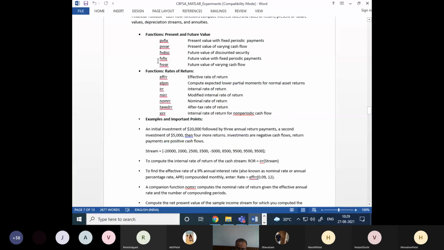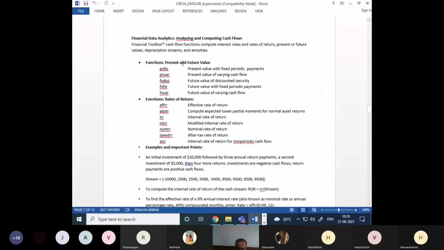Now, in the last MATLAB session, I introduced you to some functions related to financial data analytics, which are for analyzing and computing cash flow. And I gave one experiment assignment, right? Because last Friday we did not have a practical session because of the holiday, but I gave you one task. Hopefully you have done it.